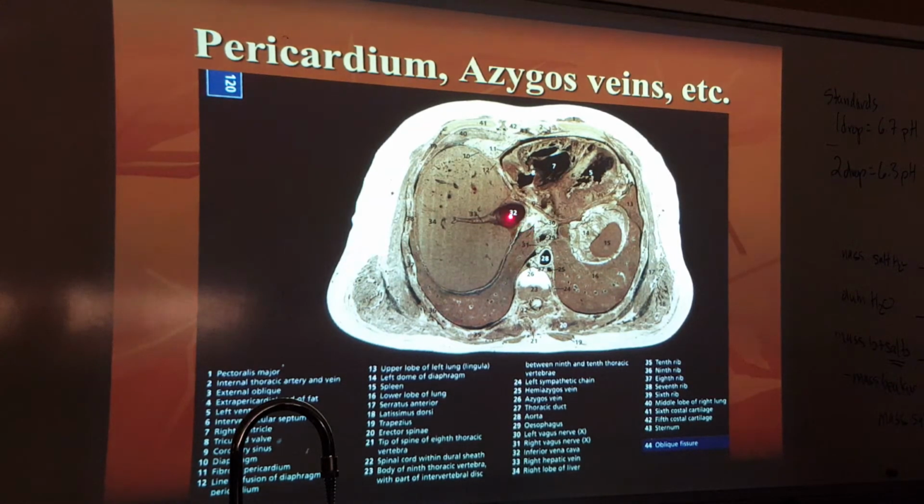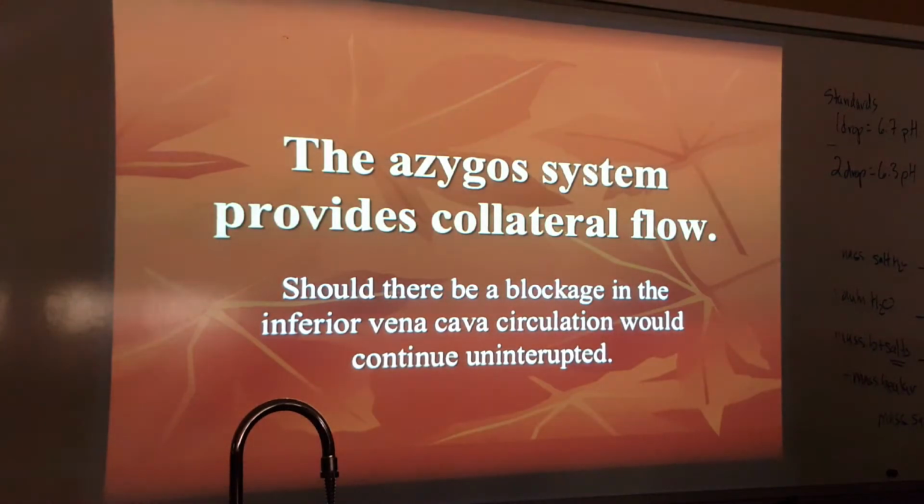And this is inferior vena cava. Veins are always bigger than arteries. See what else? And the main thing is the hemiazygos and azygos veins. So the azygos system provides collateral flow.